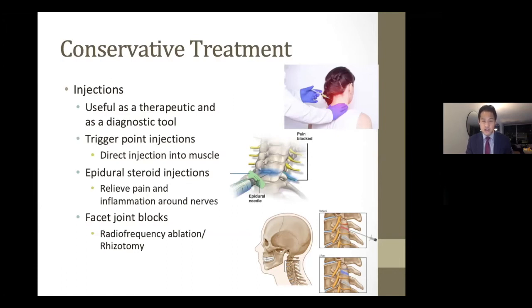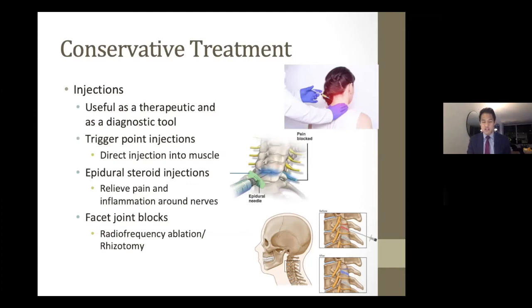So the first most basic injection that we do are trigger point injections, which involve direct injection of steroid and numbing medication into muscular areas where the muscle might not have healed properly, or if people have muscle knots, this can help break up those knots. Epidural steroid injections are guided via X-ray into the actual spinal canal itself, and then we inject steroid and numbing medication around the nerves, and we coat those nerves, and so we numb those nerves. So if you're having issues with compression of your nerves, and we do an epidural steroid injection, and your pain goes away, that confirms that that nerve is being compressed, and that's where your problem is stemming from.